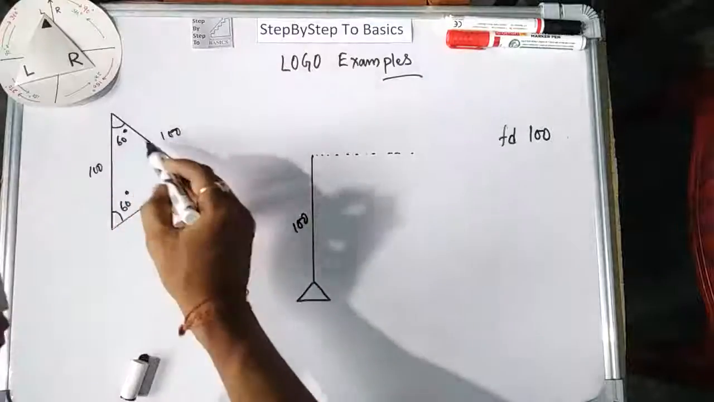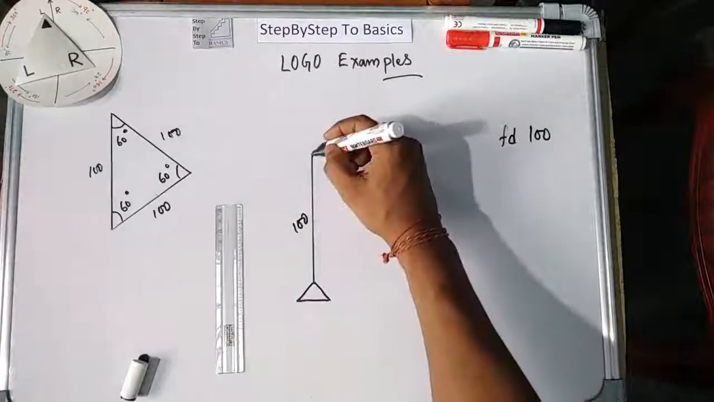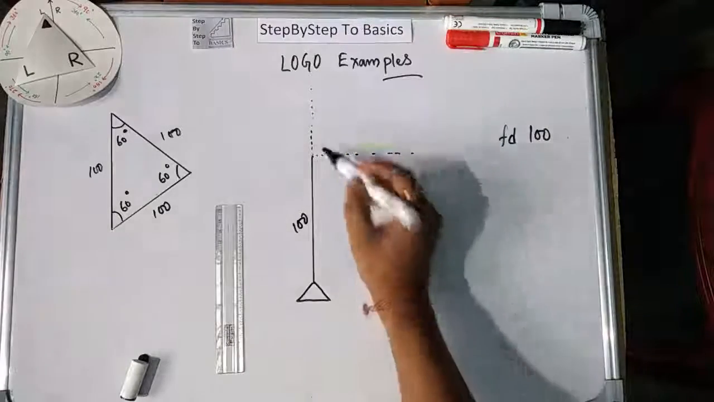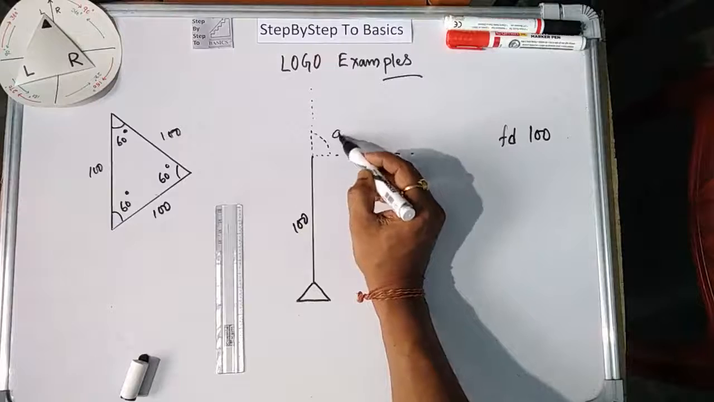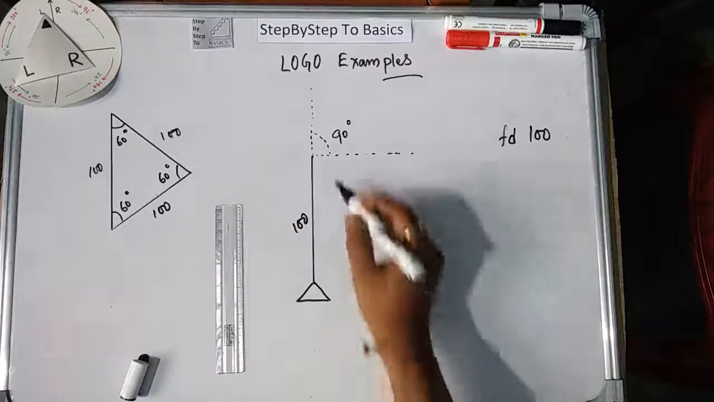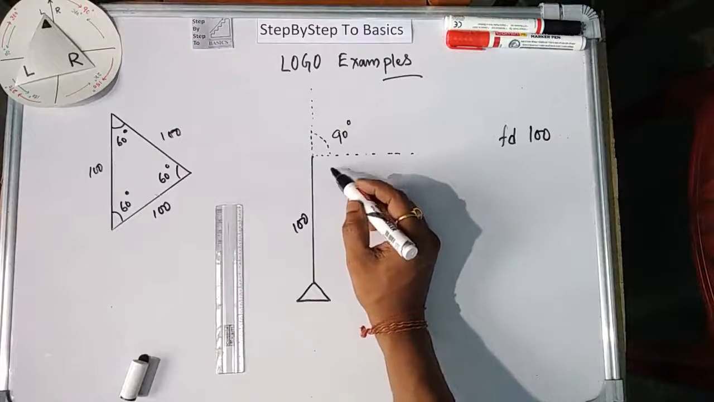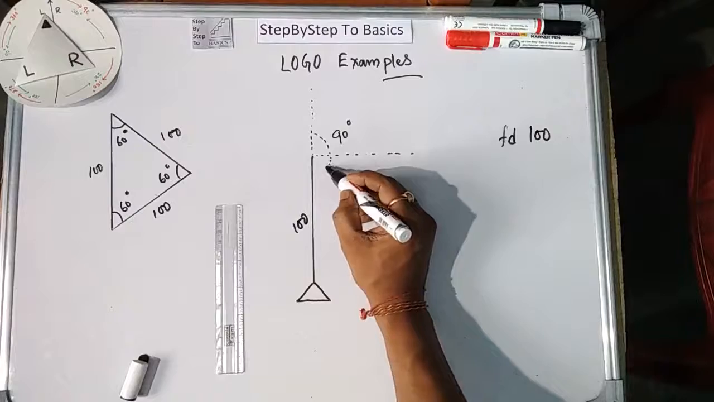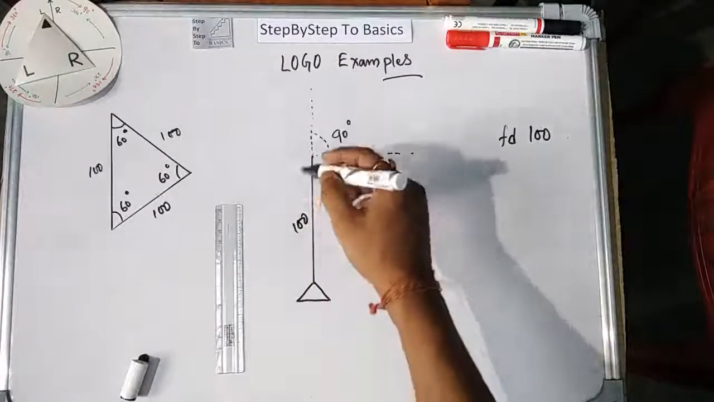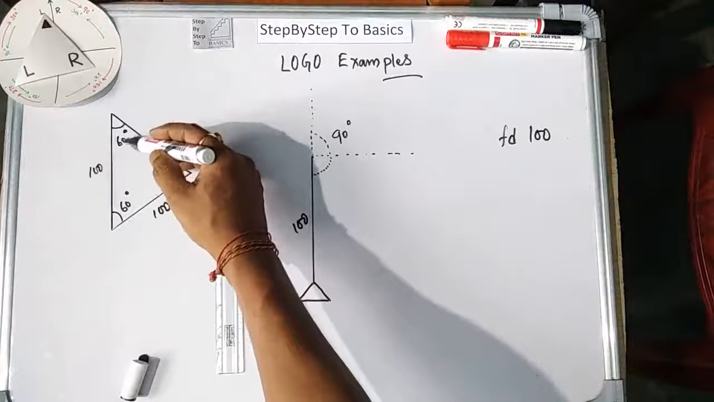So here you can see the angle I am asking for is something different. Initially this is your straight line, this is your 90 degree. If it turns like this, now I want something more than 90 degree. So how much? If we know this total is 180 degree, so internally it is 60 degree.